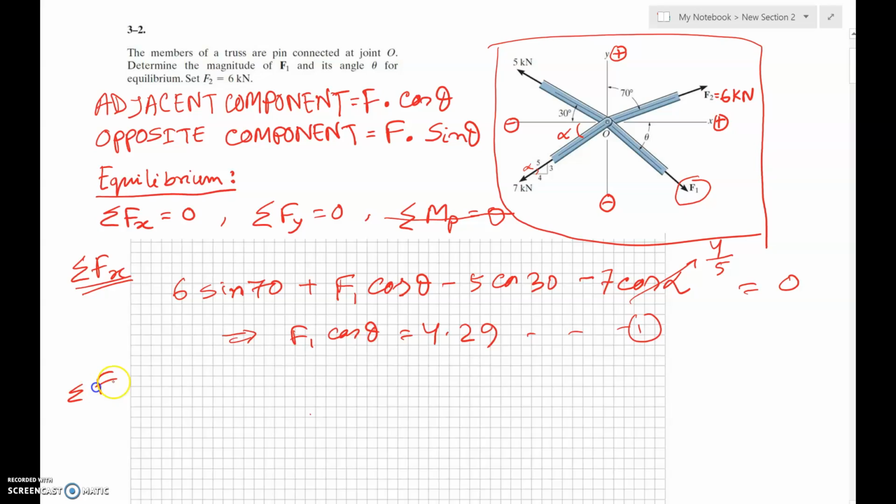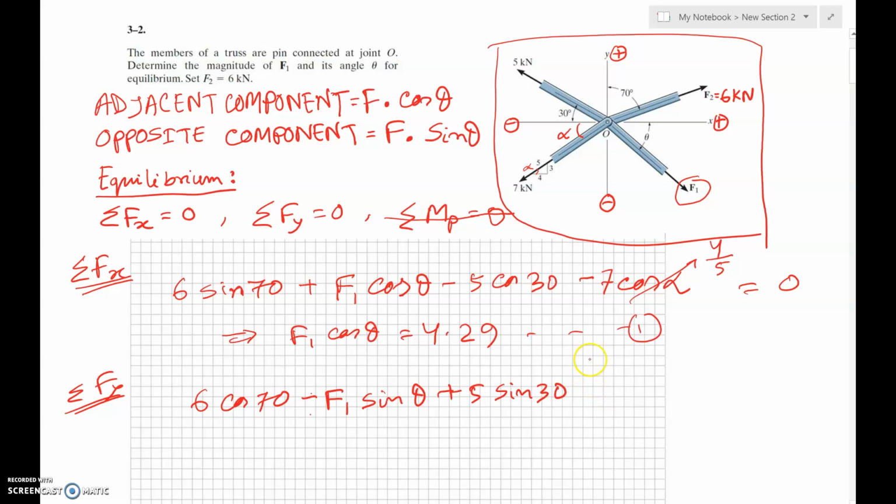Now let's take summation of all the forces in y direction. We can write 6 cos 60 because this is the adjacent side for y direction, and minus F1, this is in the opposite side from this theta, so sine theta, and it's negative side, that's why it is negative. Now 5 kilonewton, this component in y direction is positive, so 5, and it is in the opposite side, so sine 30.